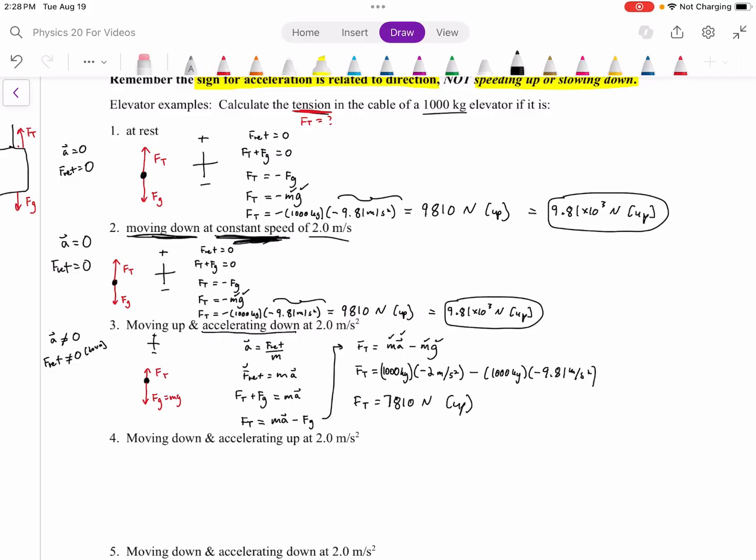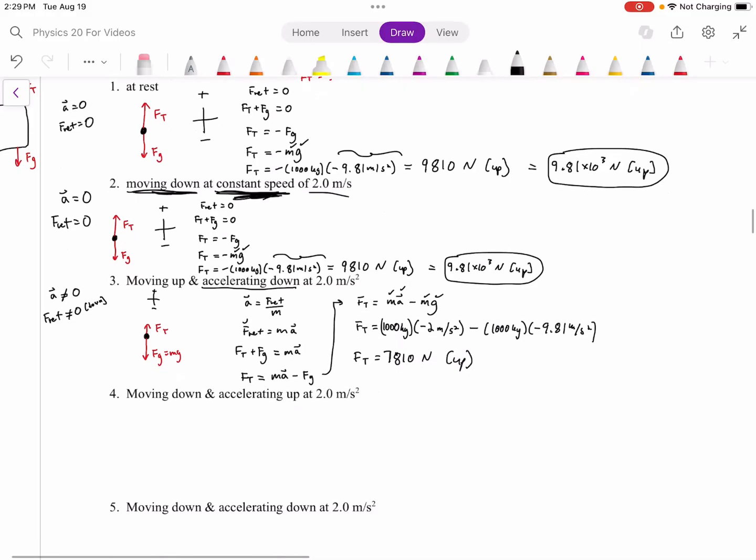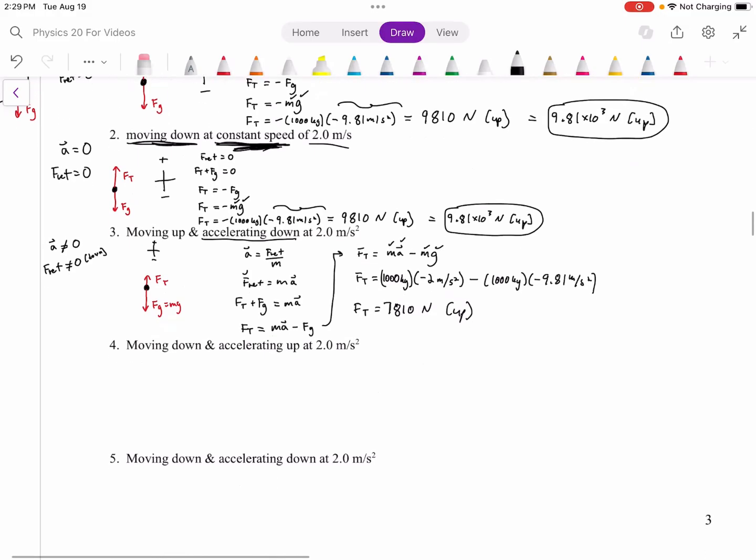And you can try this out for yourself. If you have something attached to a string, accelerate it downwards and you'll notice the tension, you can feel it in the string, it gets a little bit smaller when it's accelerating downwards. Again, not moving downwards necessarily, accelerating downwards. So you could try this: move it up and then get slower. And when you start to get slower, you'll notice that the tension in the string feels a bit smaller.